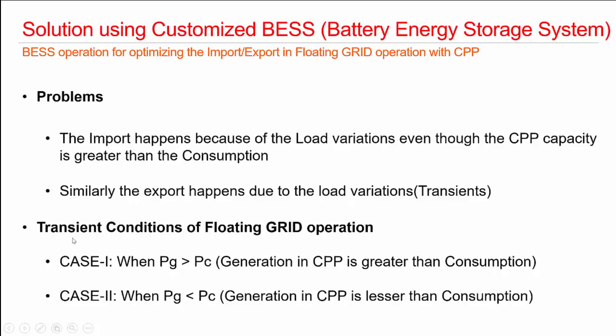Now what are the transient cases? Case 1: when power generated is greater than the power consumed in a transient condition, the system actually exports power even though it is not going to be paid. Case 2: when the generated power is lesser than the consumption, automatically the synchronized grid will draw power from the grid side. Now we will see them in detail.